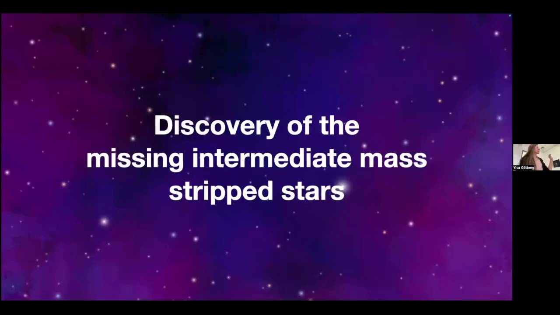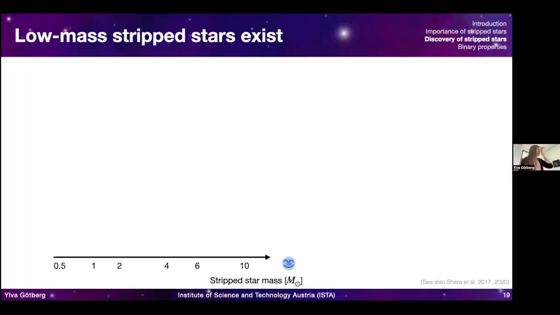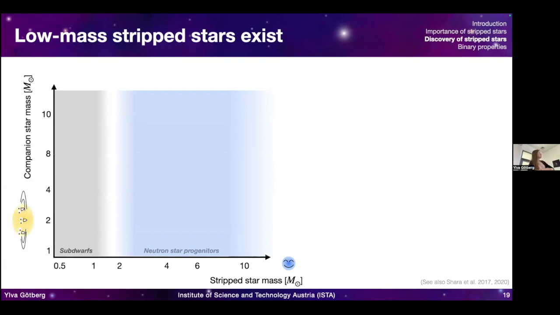And this is a work that I did start together with Maria Drout. I should say that stripped stars have been found in the low mass regime and in the high mass regime. So if we look here at the stripped star mass, the neutron star progenitors are there in the middle, while the subdwarfs are down here. And subdwarfs we have seen. We compare this now with the companion star mass. There have been some observations of subdwarf and B-type systems that have been studied in quite some detail.